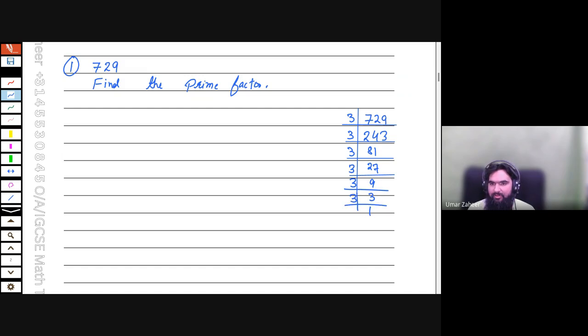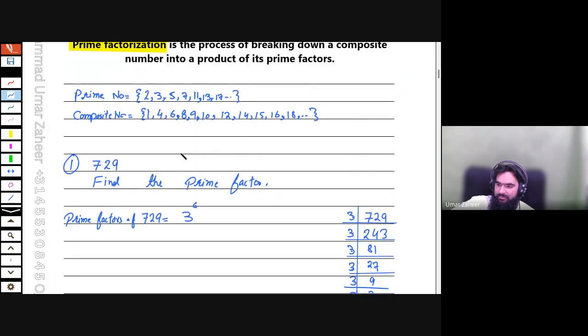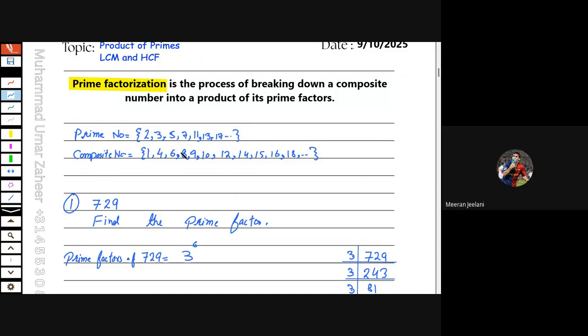So we get all the prime factors of 729. Counting 1, 2, 3, 4, 5, 6, you will get 3 raised to the power 6. Any question till here? No, sir.